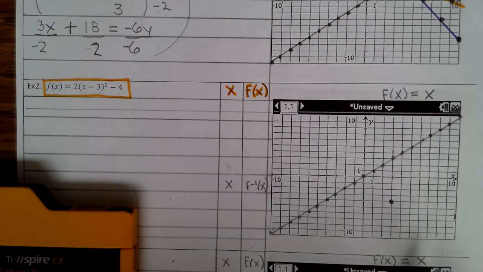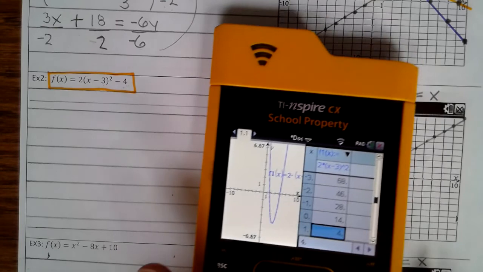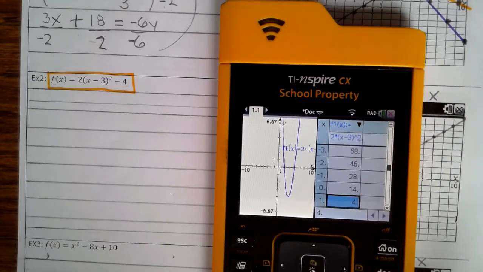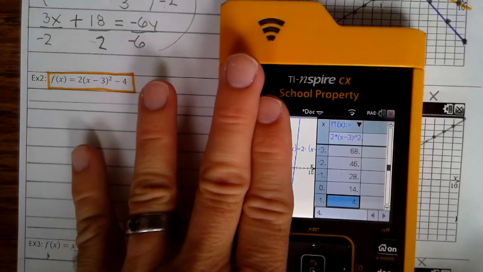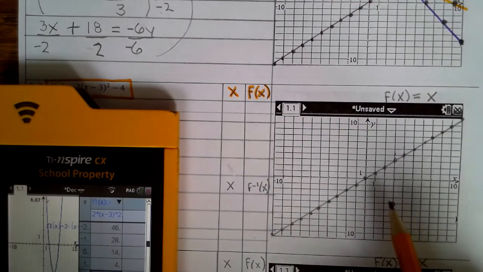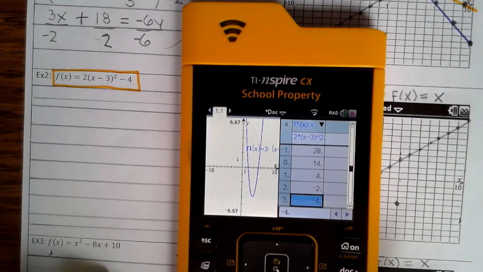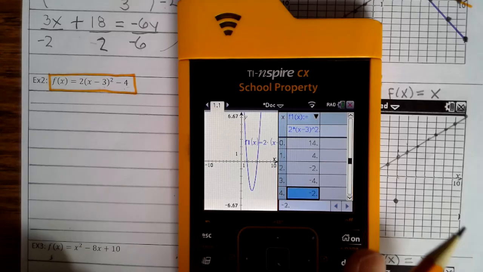Oh, wait. Almost forgot. Because we're doing inverses of a quadratic, you only want to graph the right side, not the left side. Okay. So we want to start at the vertex, which we know is positive 3, negative 4. So we're going to start at that point. Then the next point would be 4, negative 2.